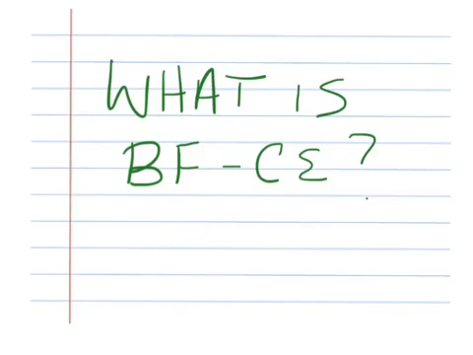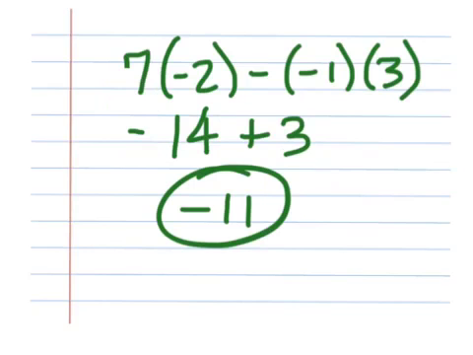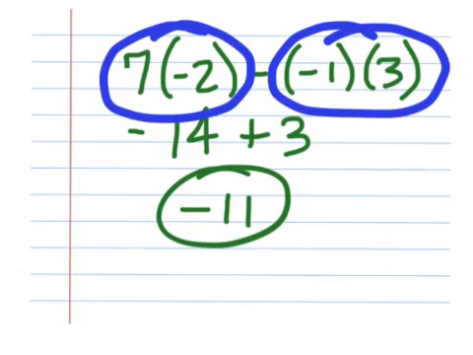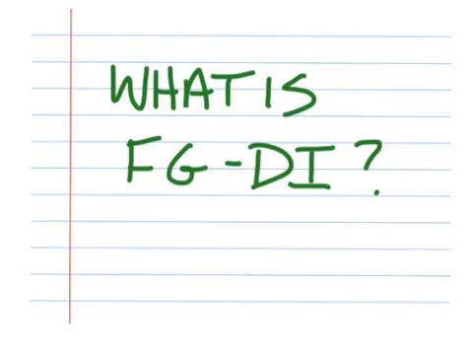What is BF minus CE? Negative 17. You will get, should be negative 11 in this case, because shouldn't you have 7 times a negative 2, minus a negative 1 times 3? That's negative 14 plus 3, which should come out to be 11.